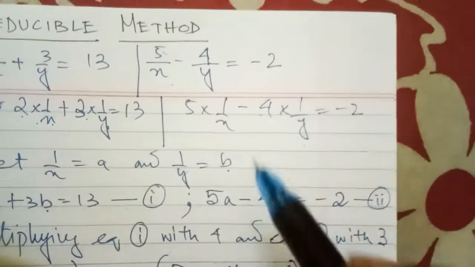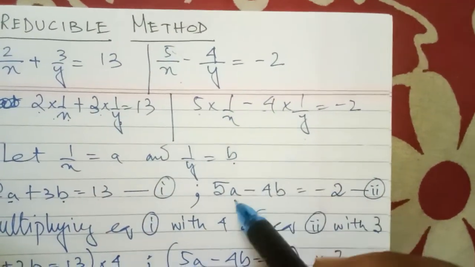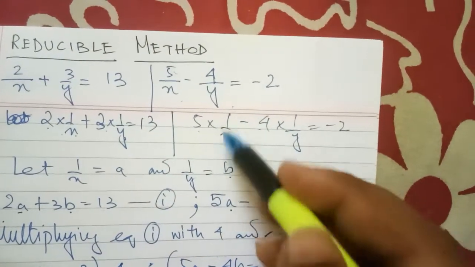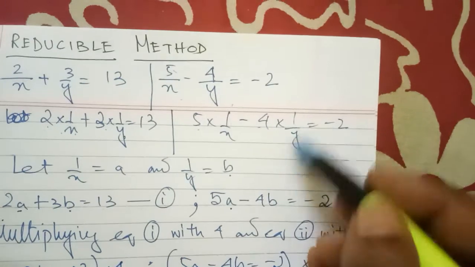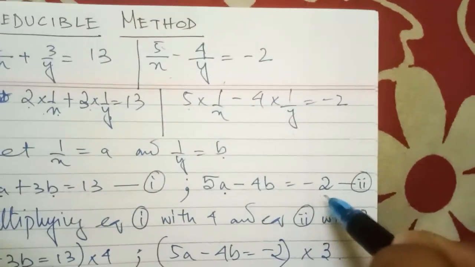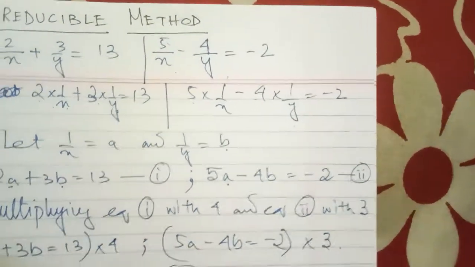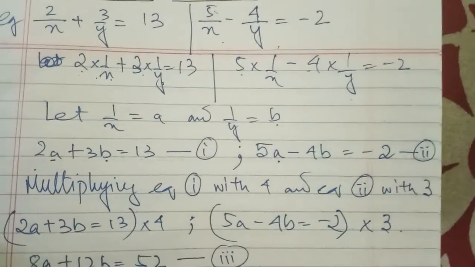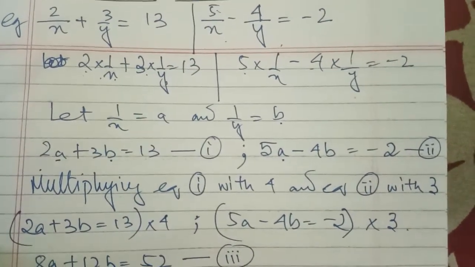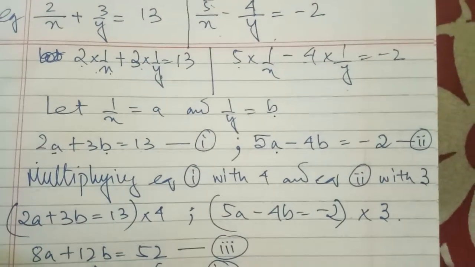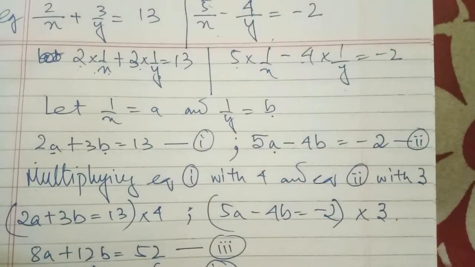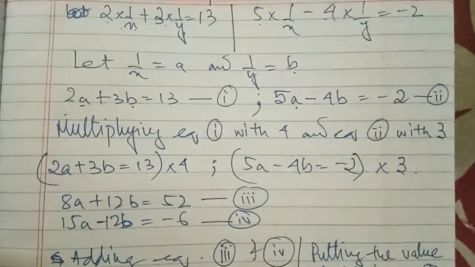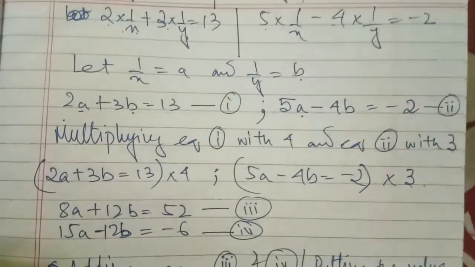Now from here, 5 into 1 by x is 5a, and 1 by y will be b, equals to minus 2, equation 2, I have written. Now after that you can use any of the methods. Any of the methods means what? Elimination method, cross multiplication method, or substitution method. I have done the elimination method over here.